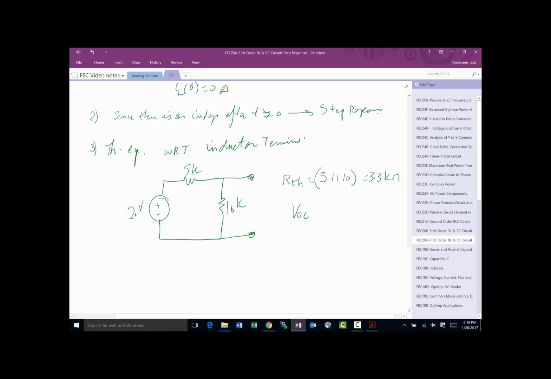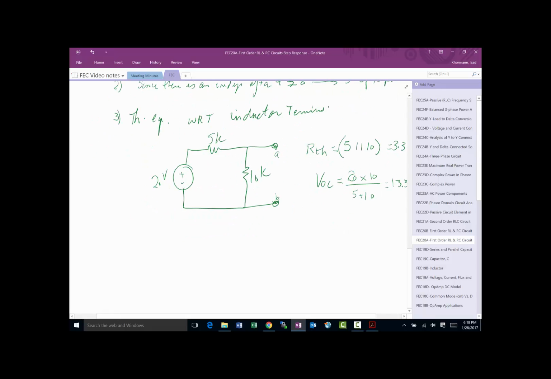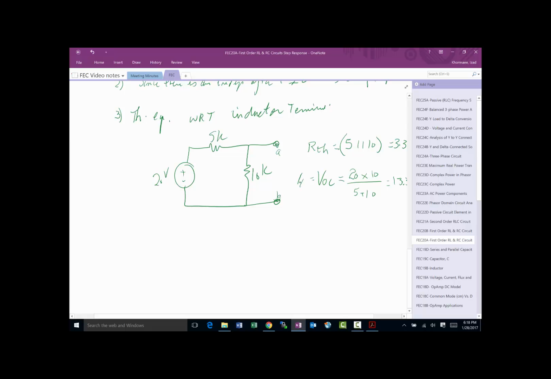And then step 2 is V open circuit with respect to here and here, which is where the inductor is. If I look at it, it's 20 volts across a voltage divider. So if this is A and this is B, the open voltage is going to be 20 volts times 10 divided by the total resistance, which is 5 plus 10, or 13.3 volts. So now I've got V Thevenin.